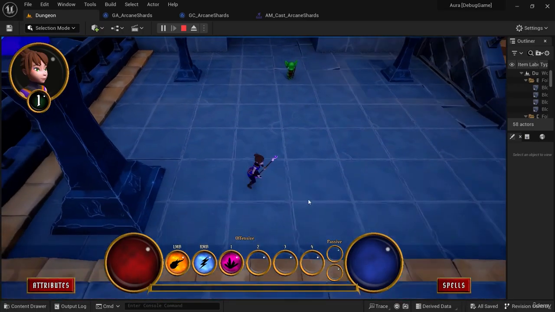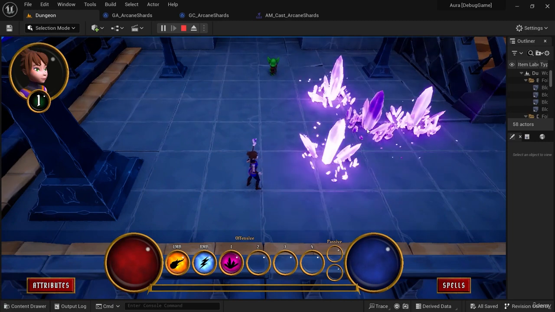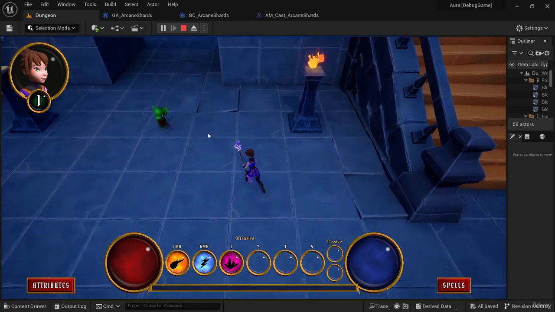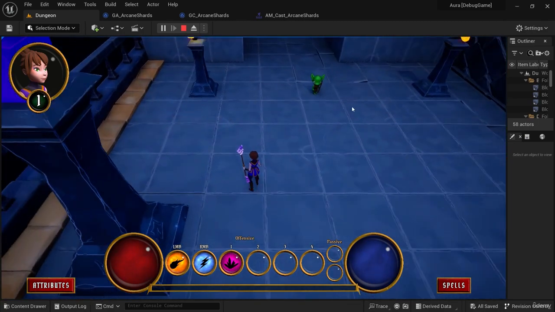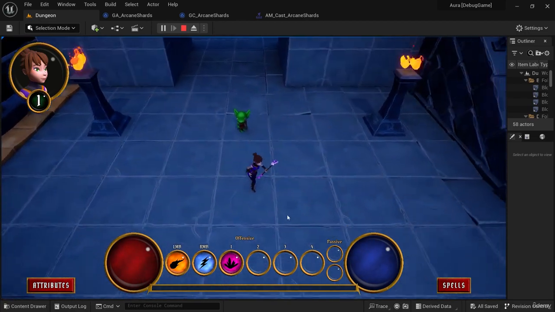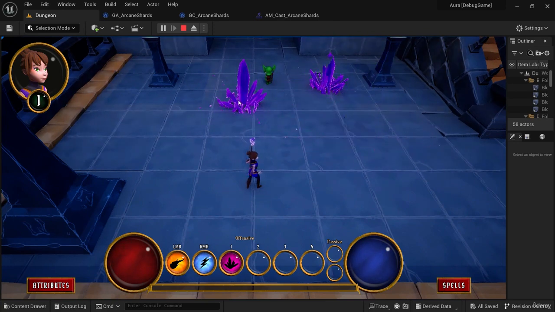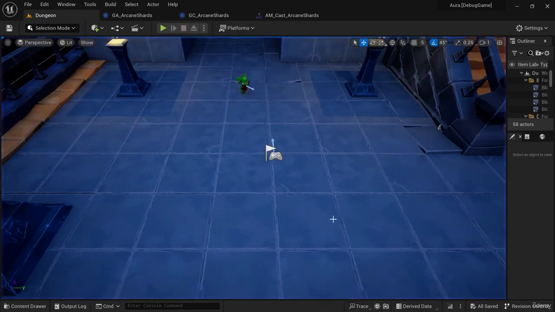Welcome back. So now that we have visuals looking pretty good for our Arcane Shards ability, it's time to start thinking about damage. Now for Arcane Shards, I'd like to have radial damage. I'd like to be able to cast this, and for each of these shards, I'd like to cause more damage the closer my enemies are to those individual shards, and they'll take a little bit of damage as their distance increases to those shards. So radial damage with a fall off.